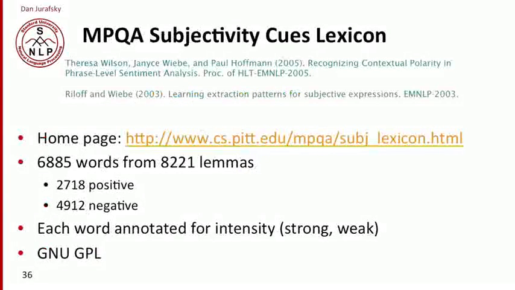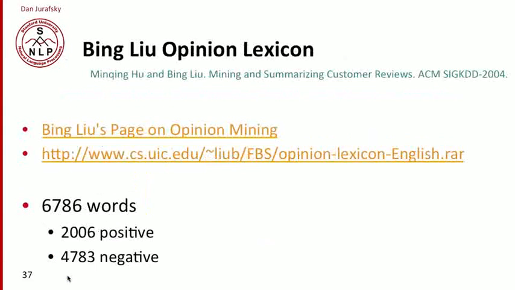The MPQA Subjectivity Cues Lexicon by Wilson and Wiebe and their colleagues gives you, again, a list of polarity items, your positive words and negative words, and words in this lexicon are also annotated for intensity, for how strong or weak they are. Another polarity lexicon that's available on the web is Bing Liu's Opinion Lexicon, and I've pointed you at that. Again, another list of positive or negative words.